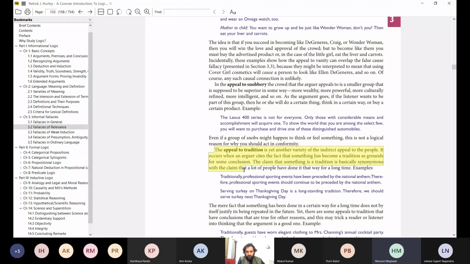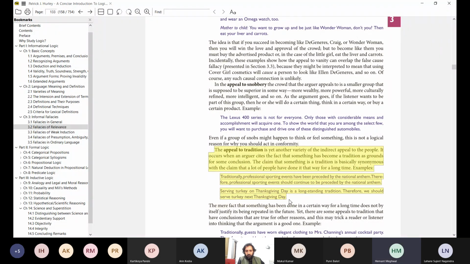I won't go through. Well, maybe why don't we have somebody read. Okay, sir, I will read the appeal to tradition here, from here up to here. I think you must share your screen first. Oh, sorry, I forgot to reshare my screen. Yeah, from here, from the appeal to tradition.